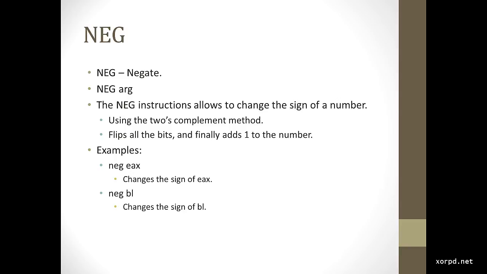The neg instruction. Neg means negate. The signature of this instruction, or the way it usually looks like, is neg followed by one argument. The neg instruction allows to change the sign of a number using the two's complement method. In fact, the neg instruction just does the following. It flips all the bits and finally adds 1 to the number, just like we have learned about the two's complement.